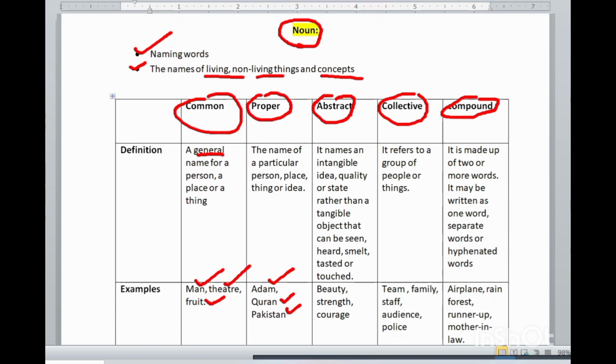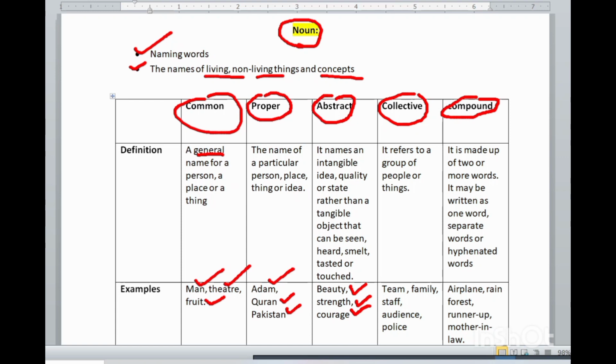For example, beauty. We can feel the beauty, we cannot touch the beauty, and we can feel the strength of someone, we cannot touch it. For example, we cannot touch the courage of any person, we can feel the courage. As well as that, we have a lot of other examples: kindness, prettiness, all these things are examples of abstract noun.